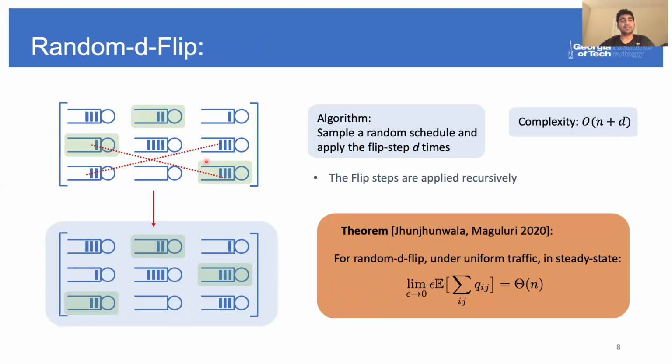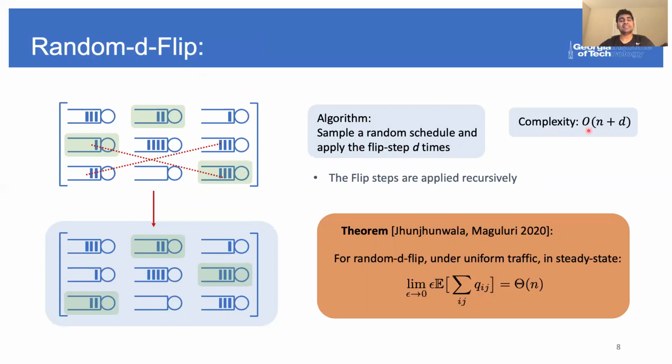And then among these 2 schedules, you compare the weight. Now, to compare the weight of these 2 schedules, you don't need to calculate the weight of the whole schedule. You can compare the weight by just comparing the queue lengths of these 2 queues and these 2 queues. And in this example, these 2 queues have a total weight of 5, and these 2 queues have a total weight of 4. So you pick this schedule over this schedule. That's a flip step. In random D flip, you generate a random schedule at the beginning, and then you apply the flip step D times recursively.